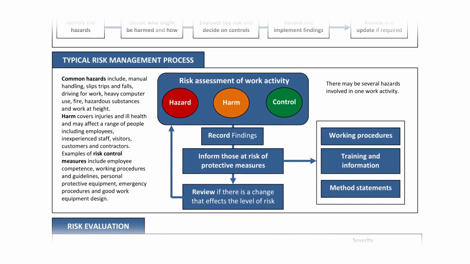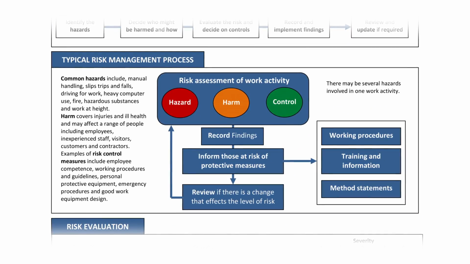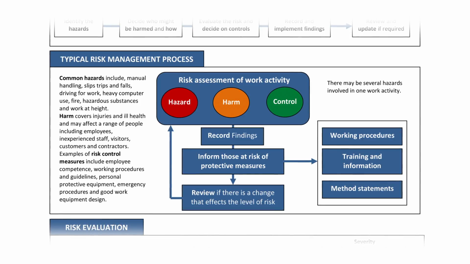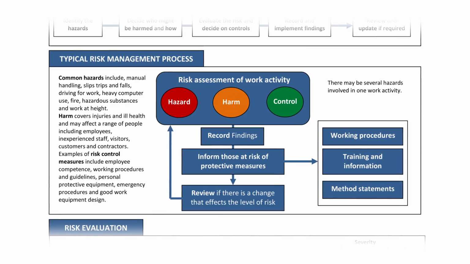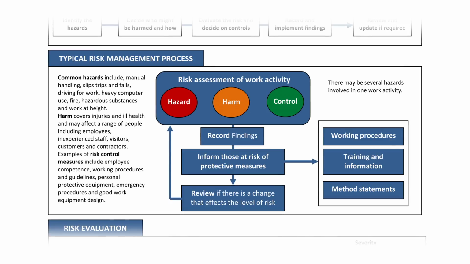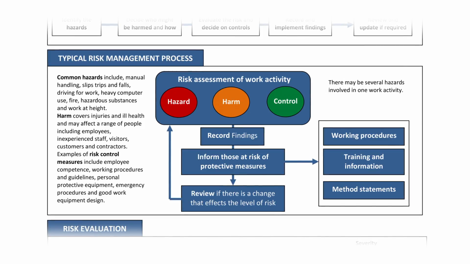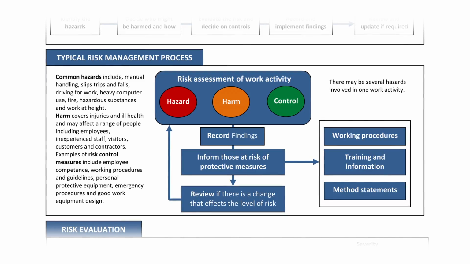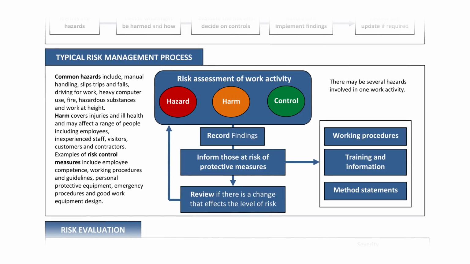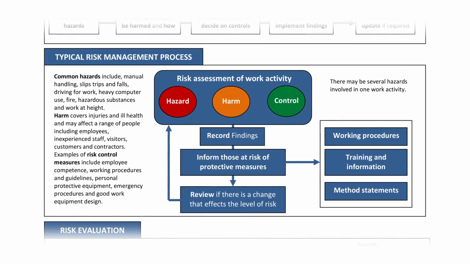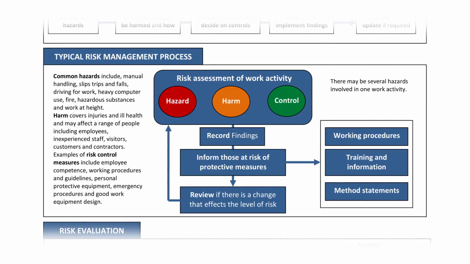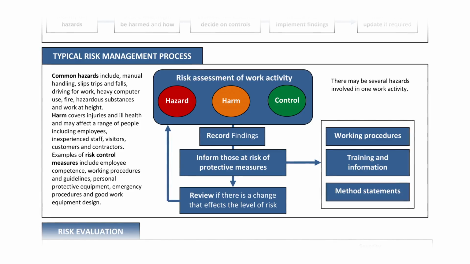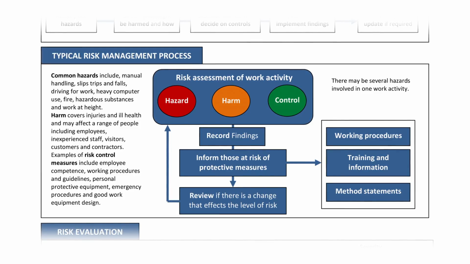So what is the typical risk management process? Common hazards include manual handling, slips, trips and falls, driving for work, heavy computer use, fire, hazardous substances, and work at height. The resulting harm covers injuries and ill health and may affect a range of people, including employees, inexperienced staff, visitors, customers, and contractors. Examples of risk control measures include employee competence, working procedures and guidelines, personal protective equipment, emergency procedures, and good work equipment design. The flow diagram shows the simple process of risk assessment.